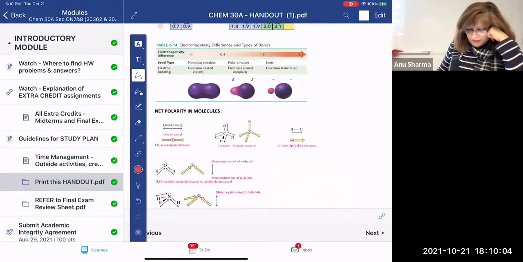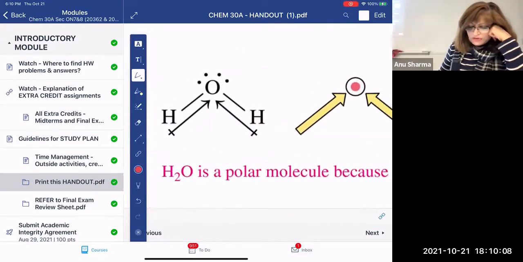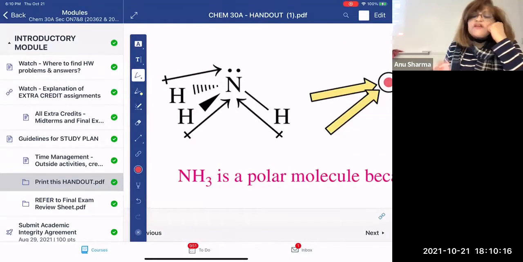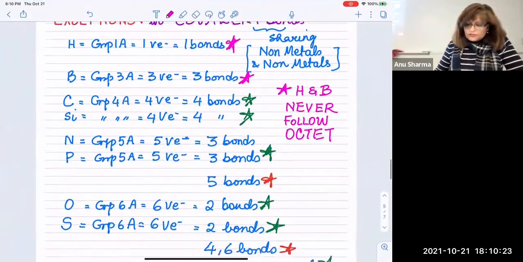Just keep this in mind: if there is a lone pair on the central atom of the molecule, it is always going to be polar. If there is a lone pair right here, always going to be polar. If there is a charge in a molecule, polar. Okay, so now I have covered the basics.